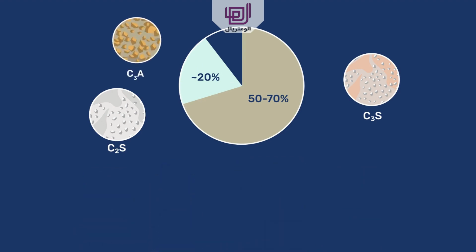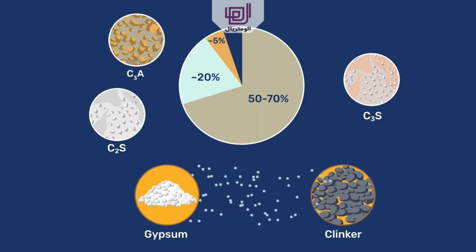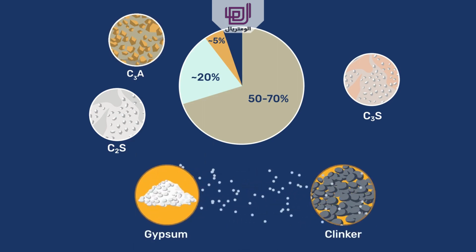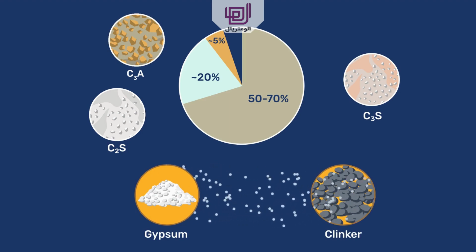Tricalcium aluminate only represents about 5% of the clinker, but is nevertheless very important because it is the most reactive clinker phase. Its reaction is controlled by the gypsum, which prevents it from causing workability loss and/or a delay of the C3S hydration, as explained in a separate video.